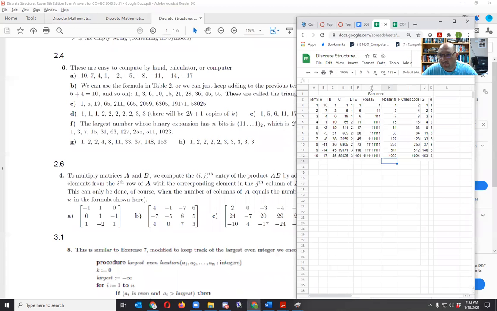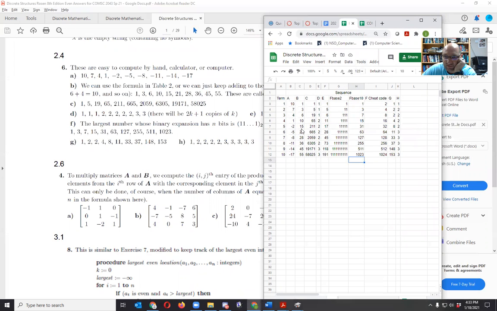Okay, so here we go. A: 10, 7, 4, 1. I will take that. Yeah, it ends on negative 17. So B is 1, 3, 6, 10, 15, up to 55. I'll take that. Part C is 1, 5, 19, all the way to the end. I'll take that. Part D is 1, 2, 3. Yeah, that's kind of like what we got. And notice the note: it says there will be 2K plus 1 copies of K.